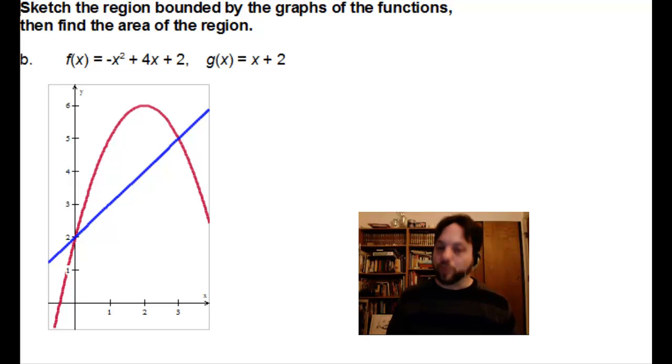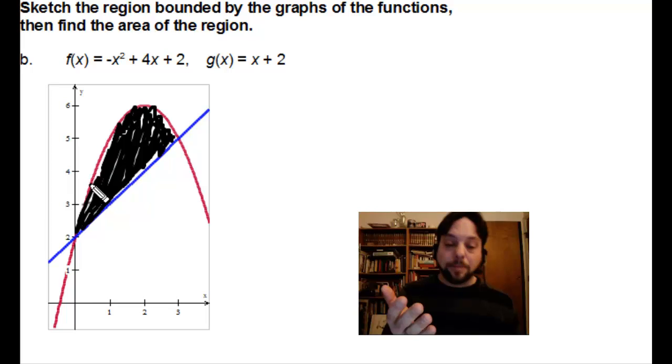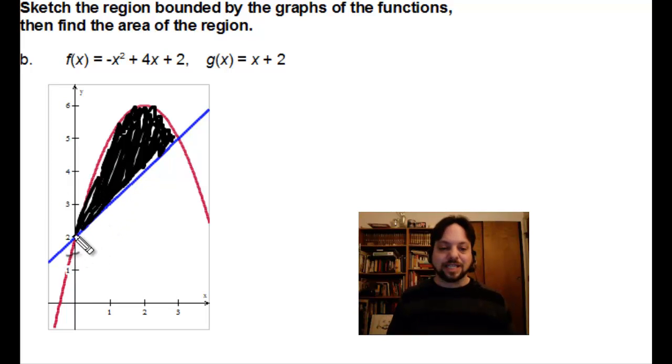So here in example B, once again, we're given 2 functions, and we need to find the area of the region between these 2 functions. Once again, that's this area here in black. So in order to do this, we first need to find our bounds of integration. Where does this area begin, and where does this area end? Based on this graph, it might be easy to tell that this does start when x equals 0, and it appears that this area will conclude when x equals 3.